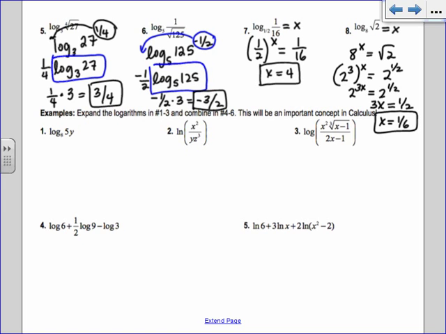Emerson is very smart. Emerson isn't always paying attention back there these days, but all right.